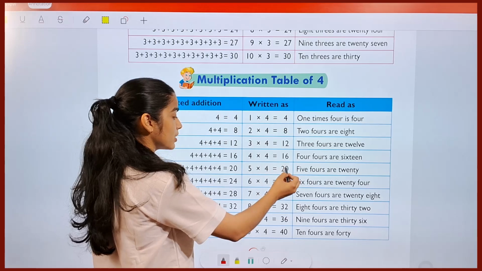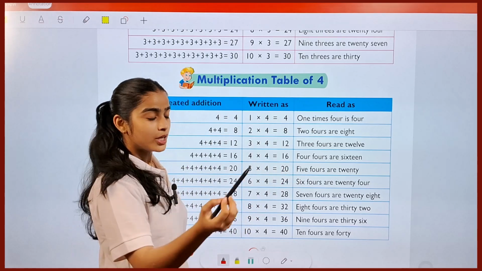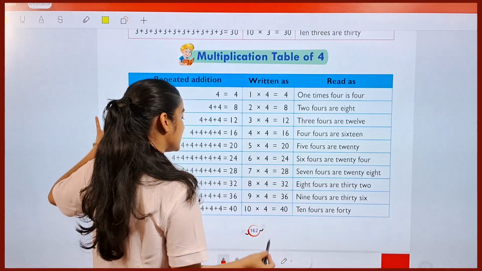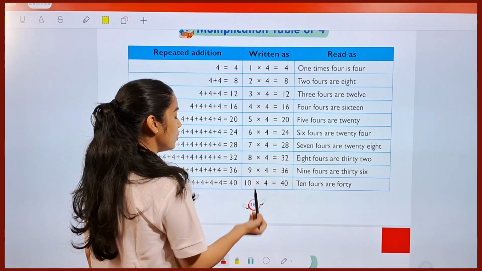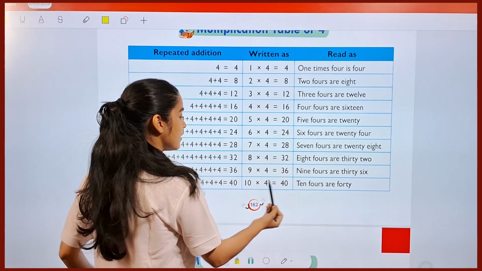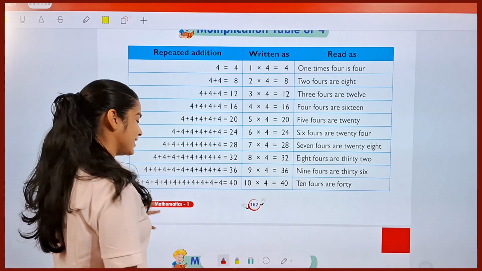5 fours are 20, 6 fours are 24, 7 fours are 28, 8 fours are 32, 9 fours are 36, 10 fours are 40. Great.